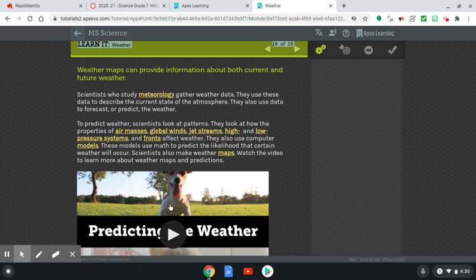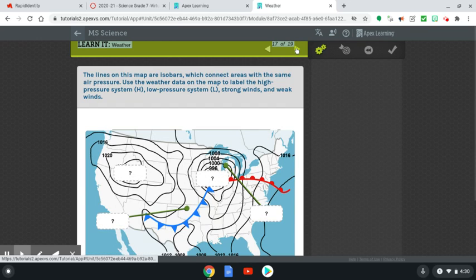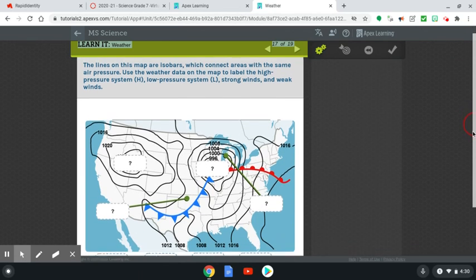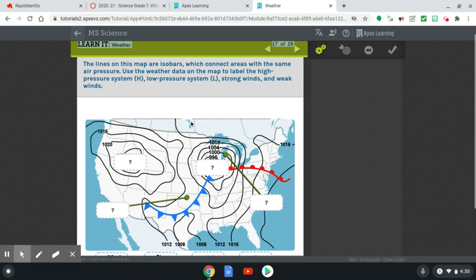Now, this video that you will need to watch actually shows how they create weather maps and make predictions. In the video, you learn that the lines that are connected on the weather maps, like this, are actually pressure system lines, and they're called isobars. And all of these areas will have the same pressure as 1016.